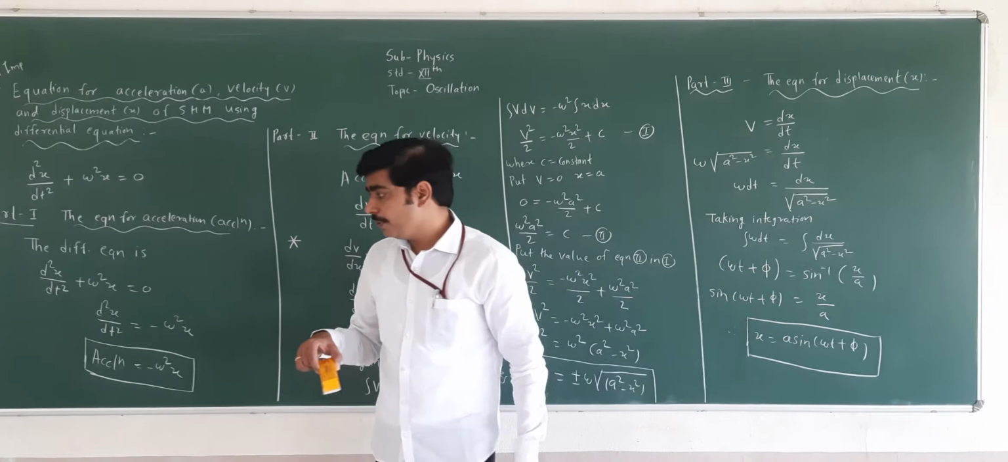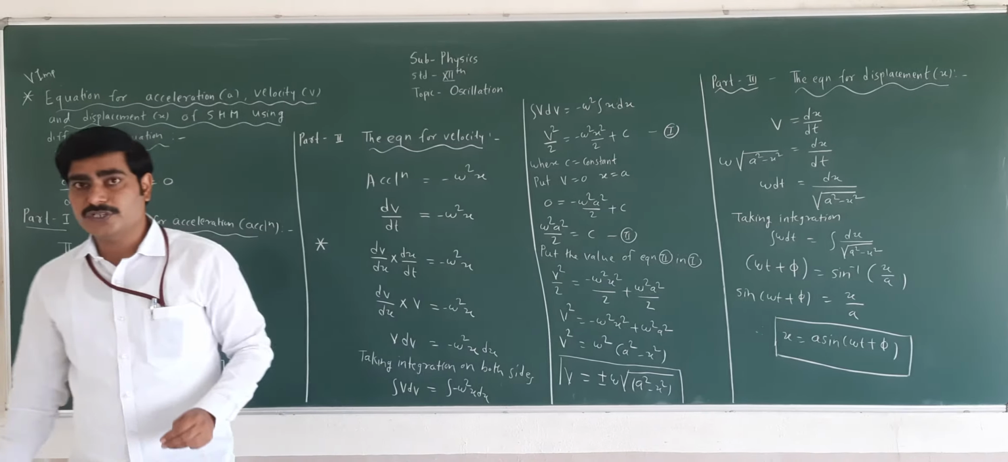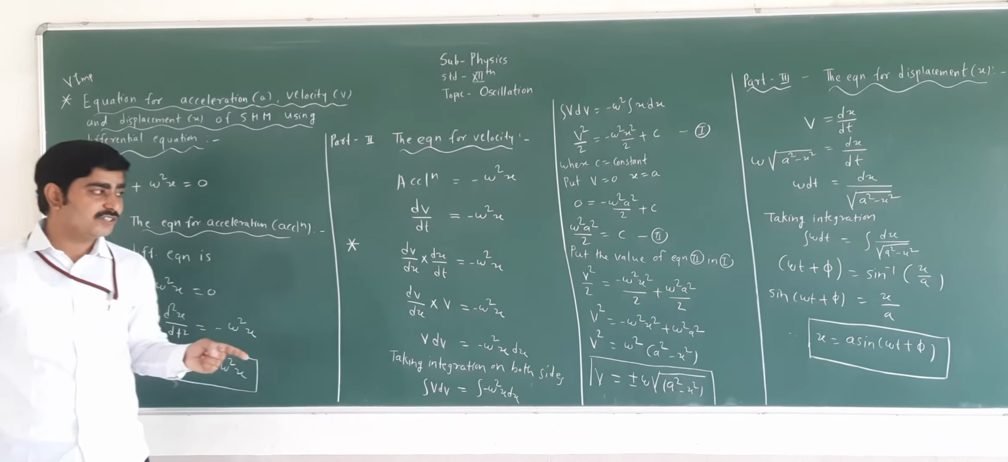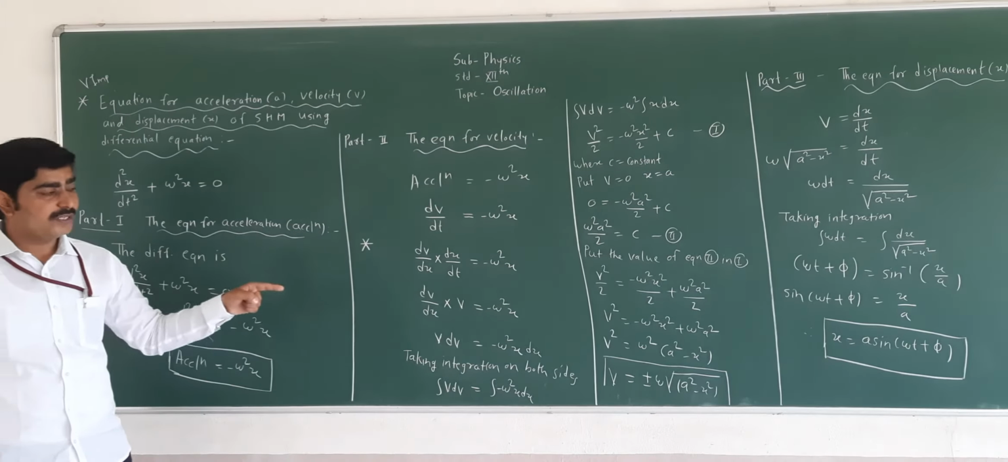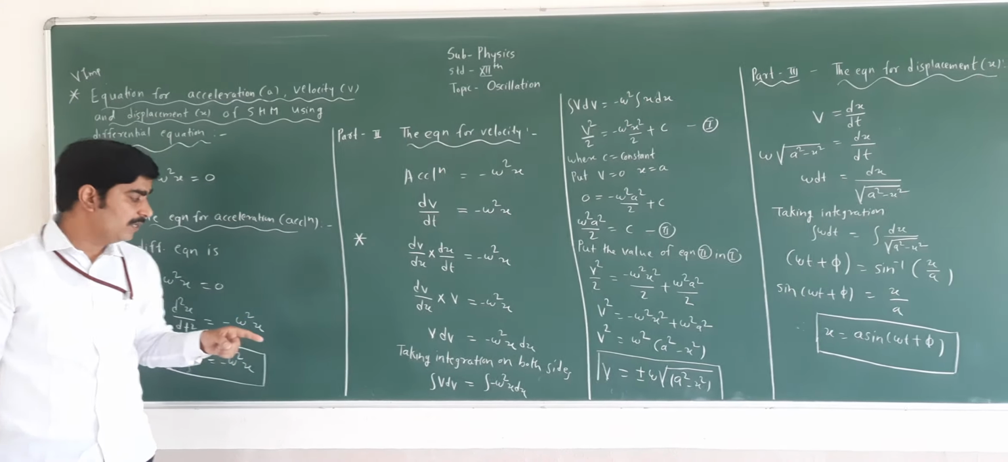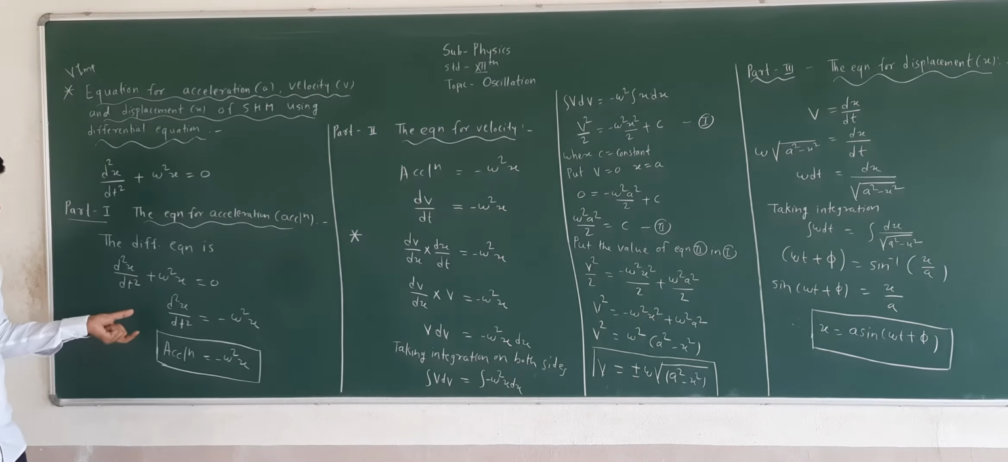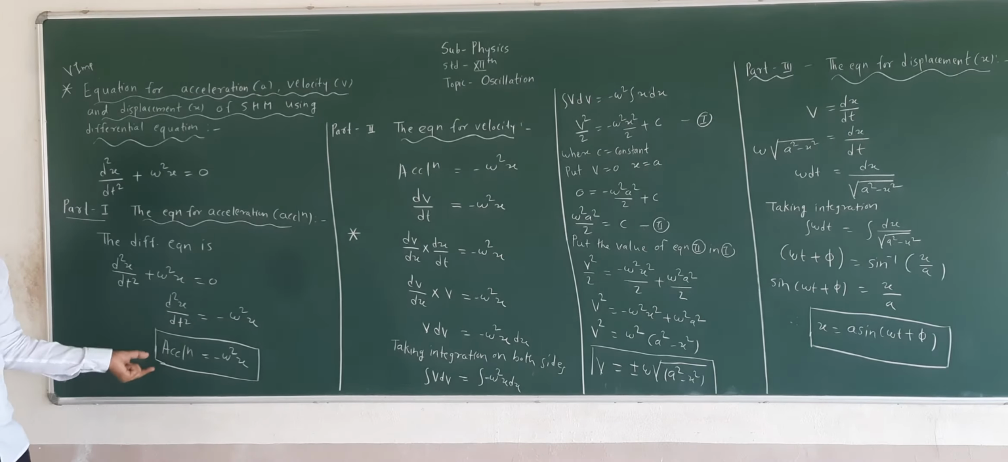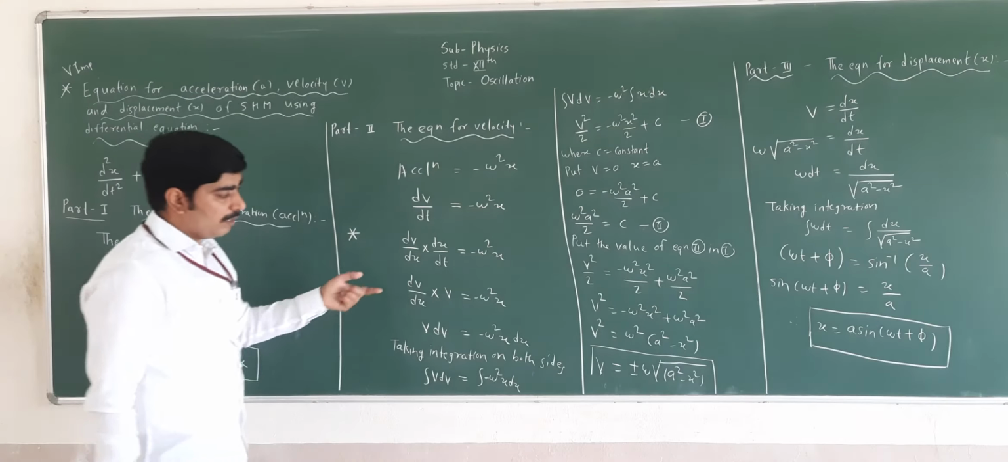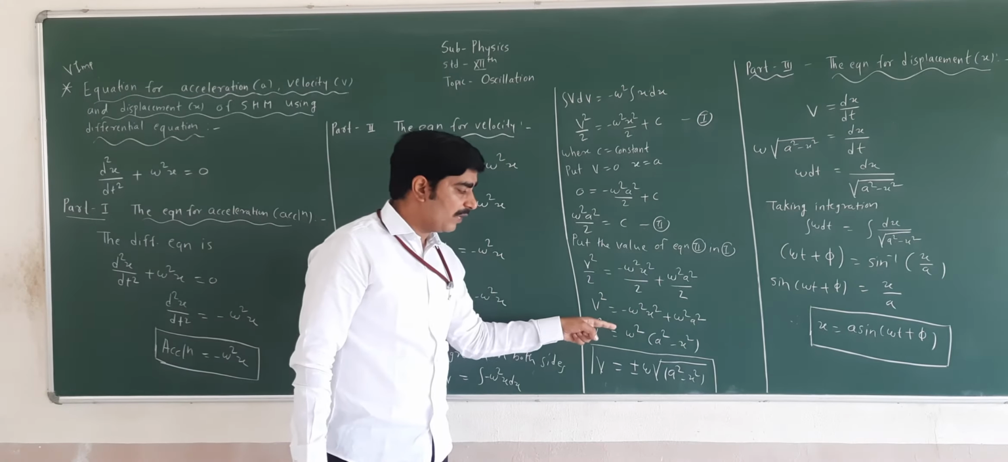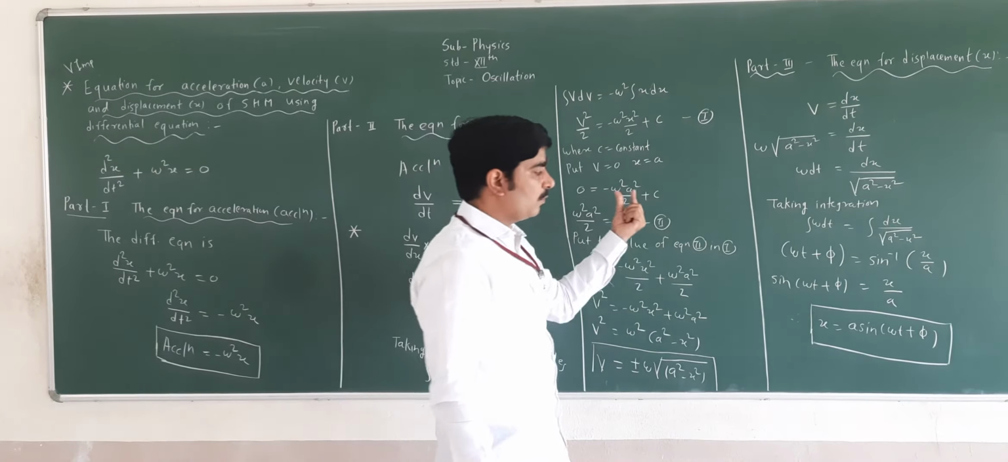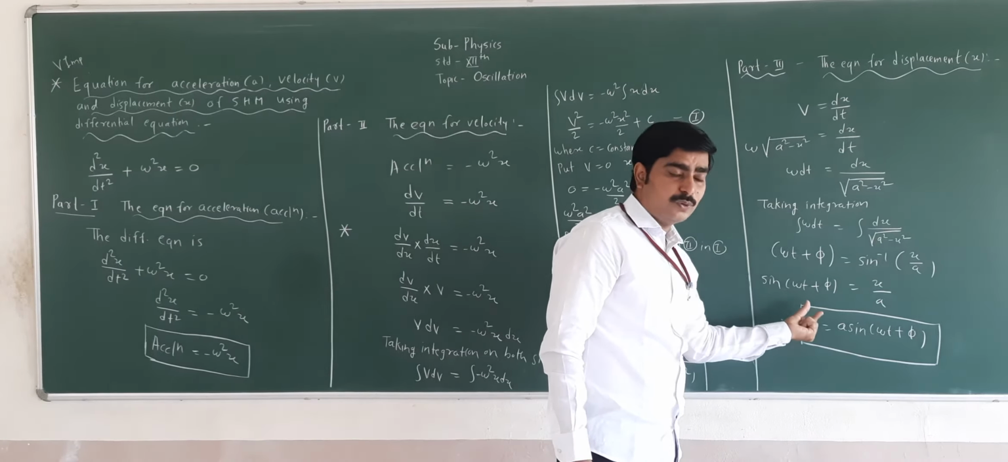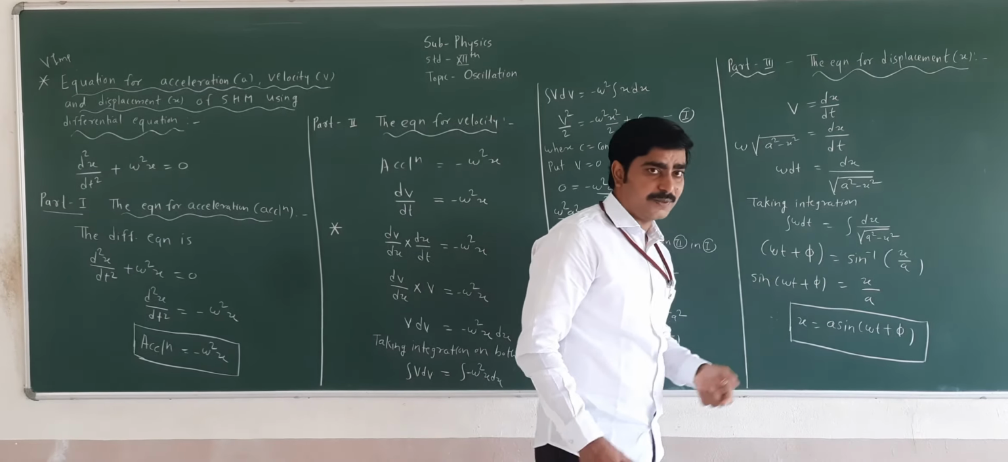So friends, today here we have seen the three equations: the equation for acceleration, the equation for velocity, and the equation for displacement. What is the equation for acceleration? Minus omega square into x. What is the equation for velocity? Plus minus omega under root a square minus x square. And what is the equation for displacement? x is equal to a sin omega t plus phi.